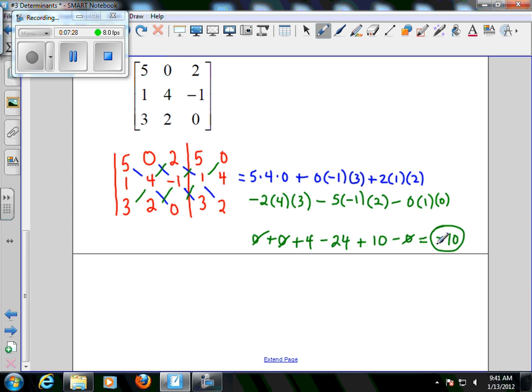And this is a tool, like I said, that we will be using next time to actually find the solution to a system of equations, but we're going to use matrices to do that.